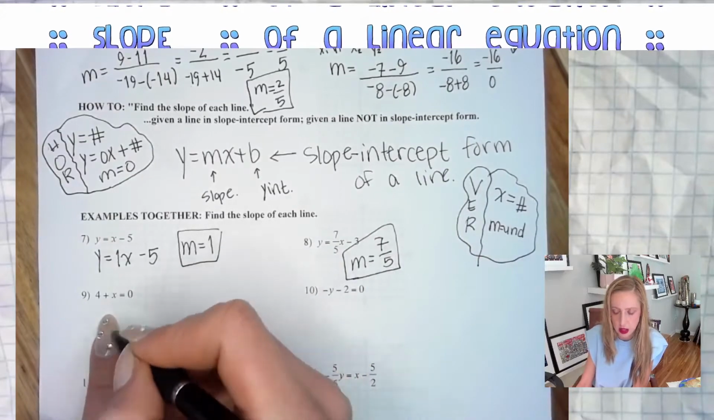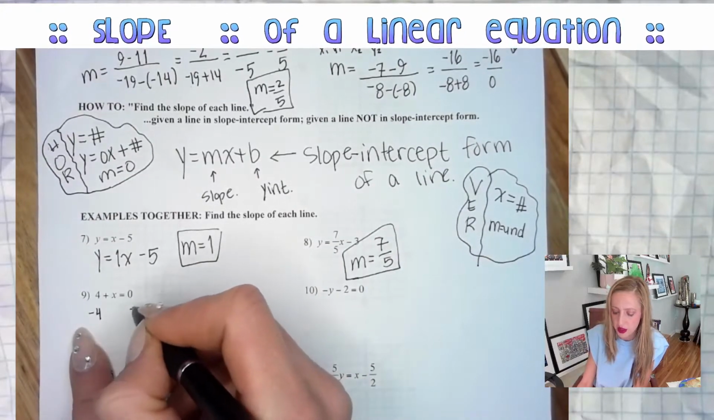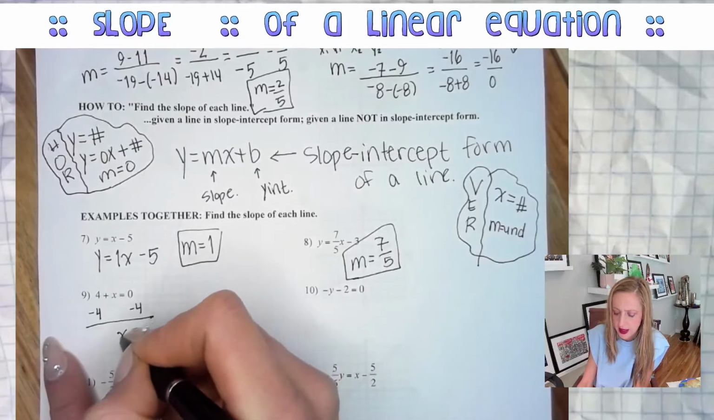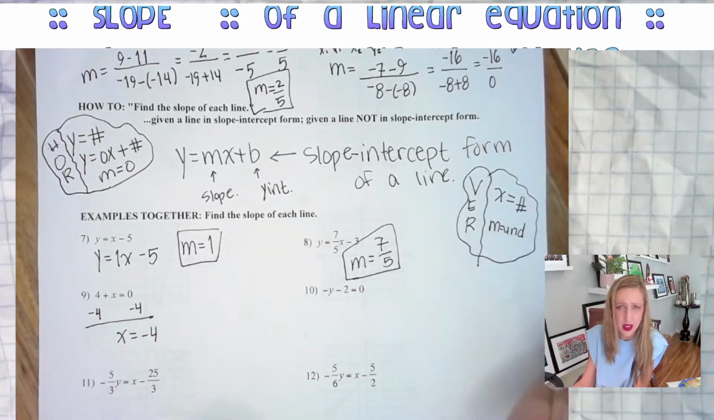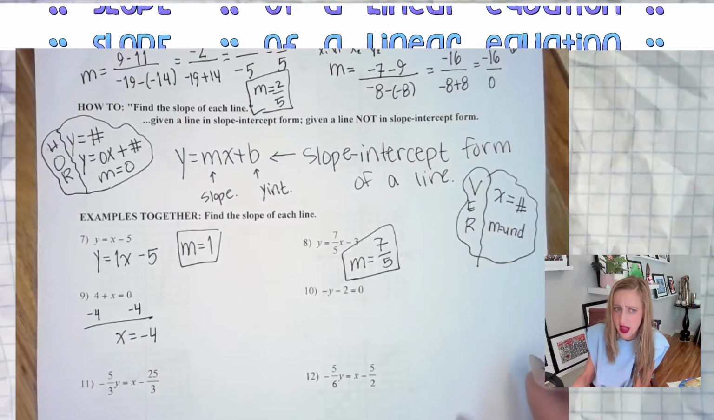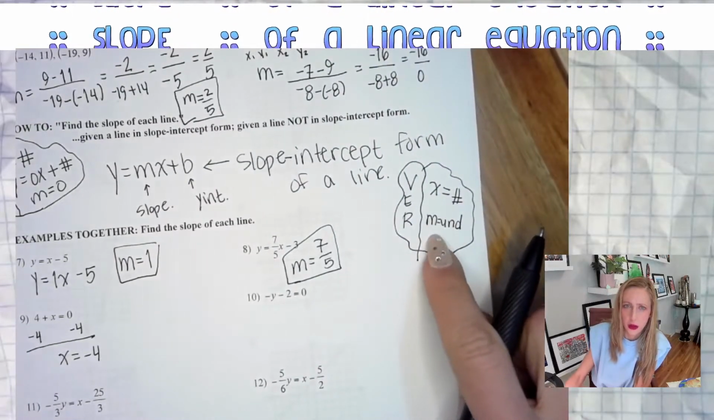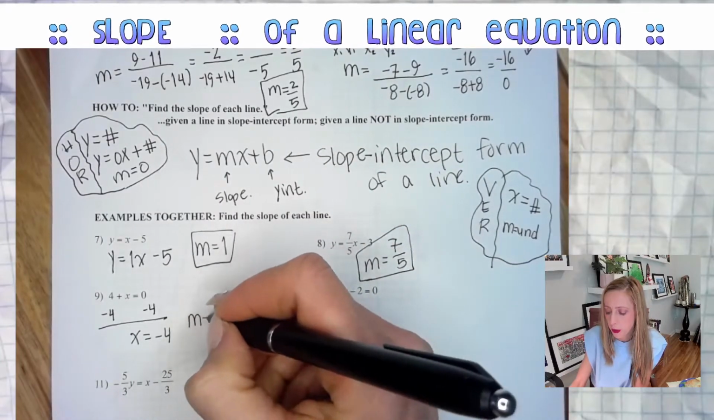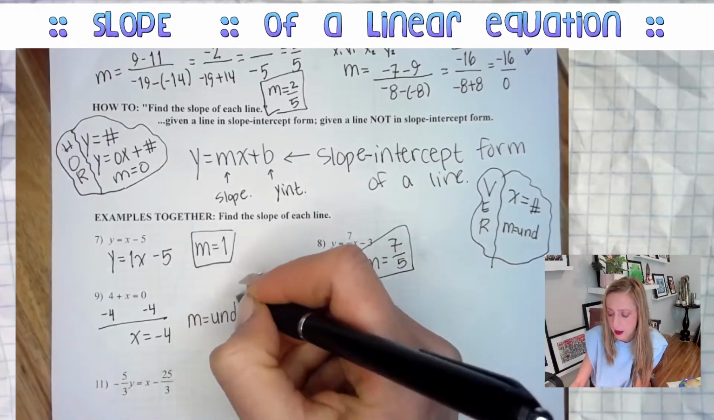Well, this isn't looking right. What if I subtract 4 from both sides? You want to rearrange a little bit. Now I have X equals -4, but I still can't make it Y equals MX plus B because there's no Y. What's that? It's a vertical line. So what's the slope? Undefined.